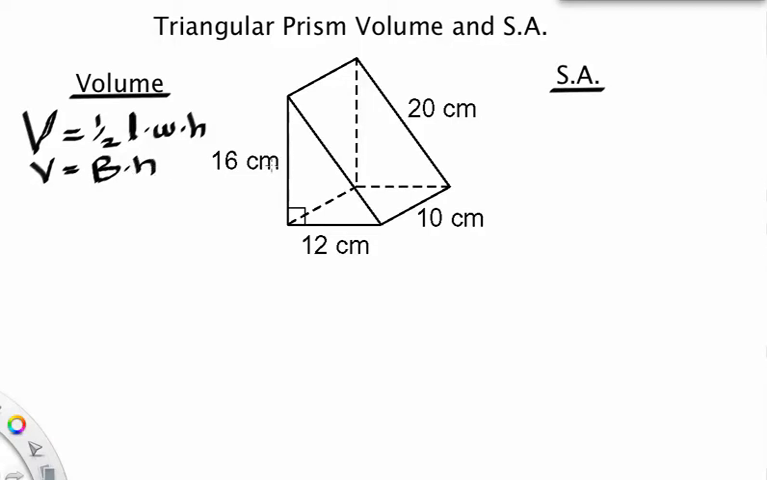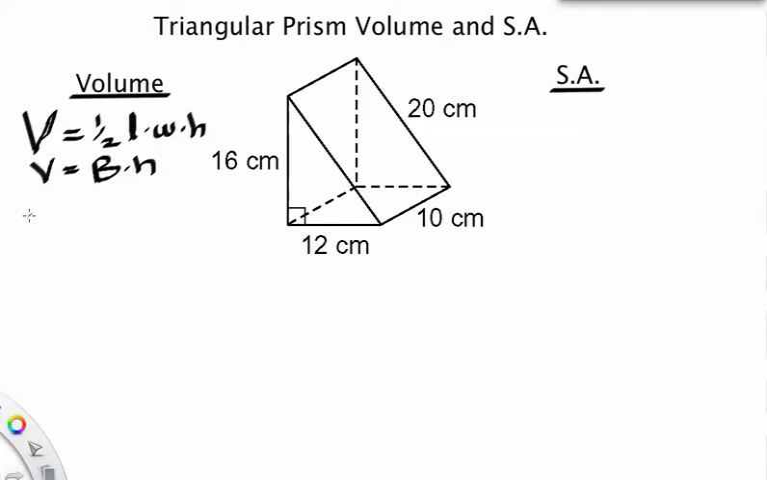Now the base must be the triangle. The base in any prism is the one figure where there's two exactly the same. In this case, in our triangular prism, it's the triangle that's exactly the same. All these rectangles that we have in this triangular prism are different. So, to find the volume, I can either find the area of the triangle and multiply it by the height, or I can go 1/2 length times width times height.